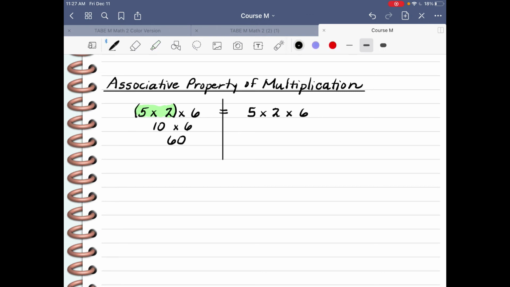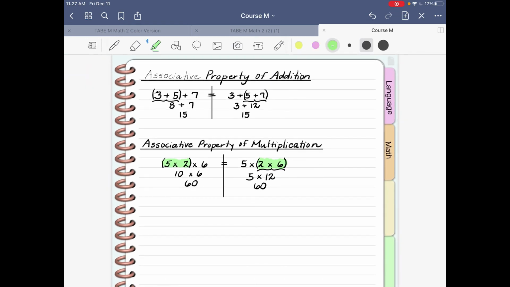On this one, I'm going to do the 2 times 6 first. And 2 6s are 12. And then 5 times 12 is 60. That is the associative property of multiplication. This was the associative property of addition.